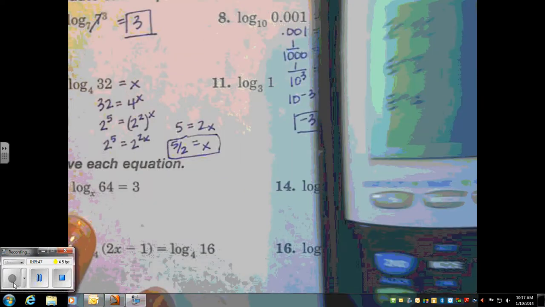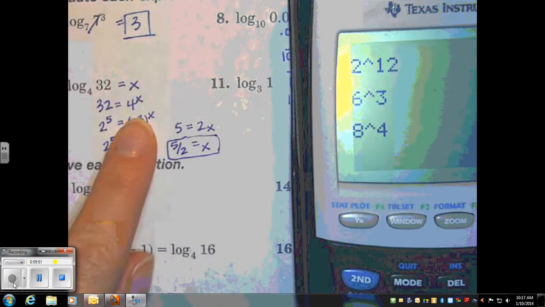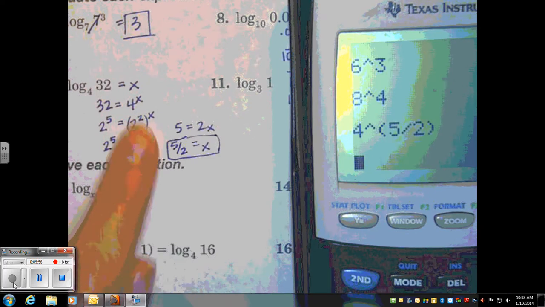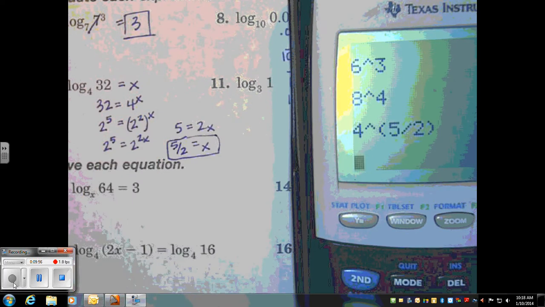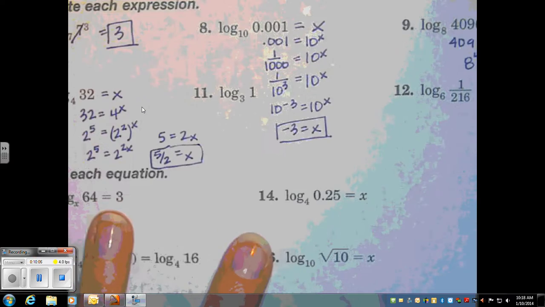And if you wanted to check it in a calculator on your assignment, you could say, okay, 4 to the 5/2 equals, and you get 32. Can't use a calculator. I said on your assignment, to double check. Okay. Number 11. You guys try that one by yourself.